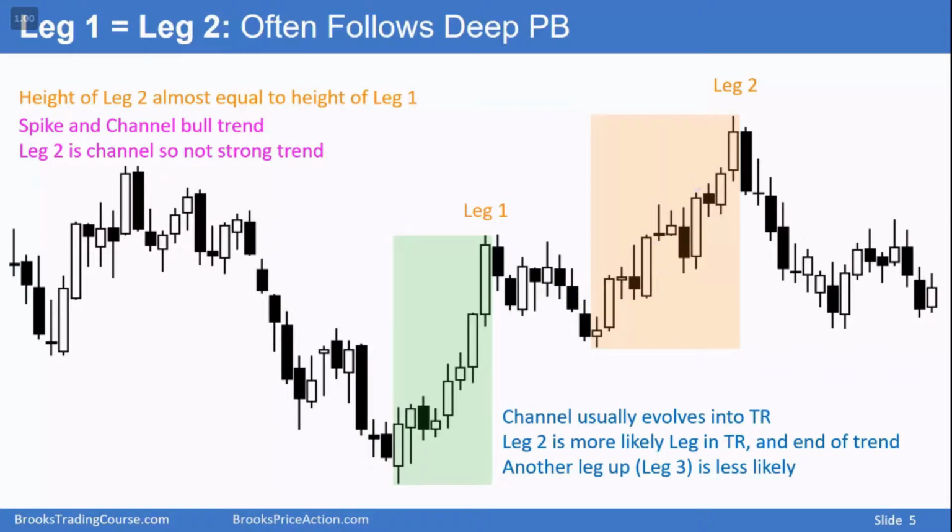So typically when you have a channel with bad follow through, the rally is probably a leg within a trading range rather than the start of a big bull trend. Bull channel, bear flag, you expect a bear breakout 75% of the time and an evolution into a trading range.